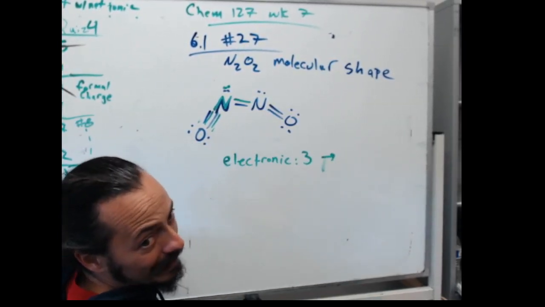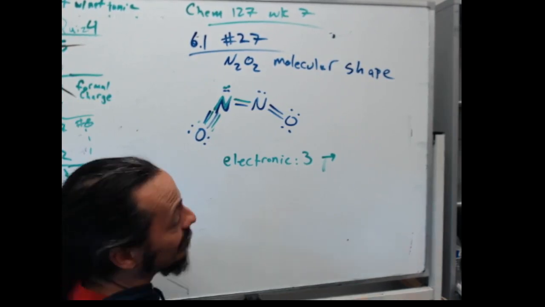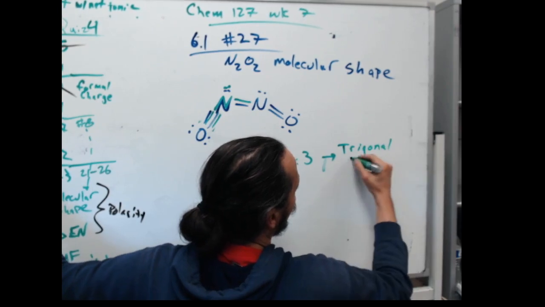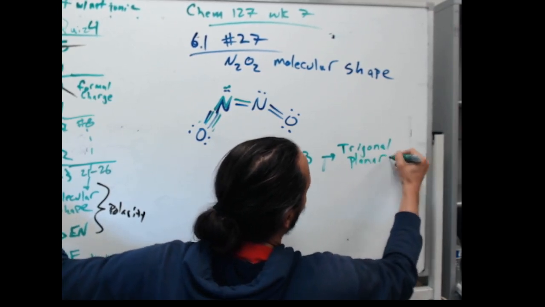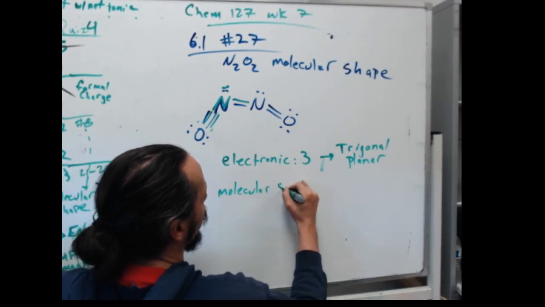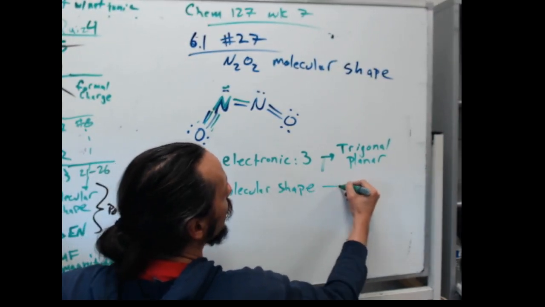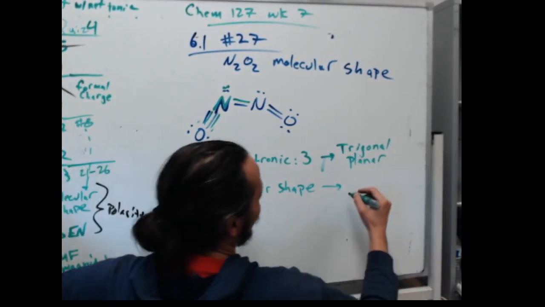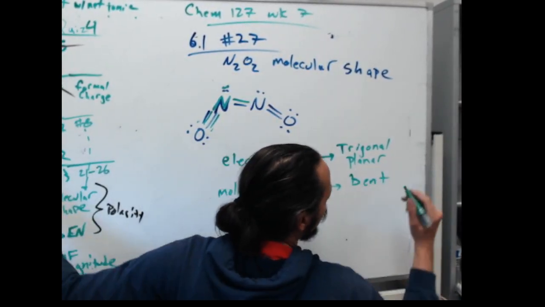Or not. You're getting to the next step. Electronic geometry. Trigonal planar. That would give us the molecular shape. Since one of those things is a lone pair, the molecular shape is? Bent. Right? And most things just specify bent.